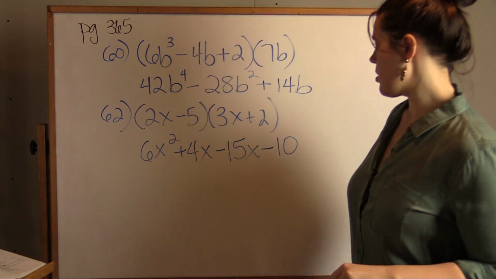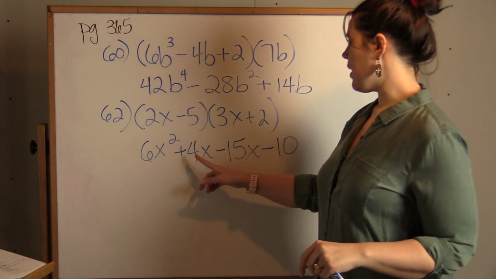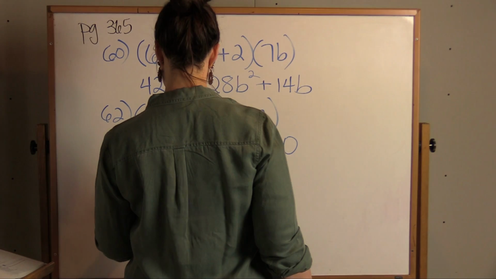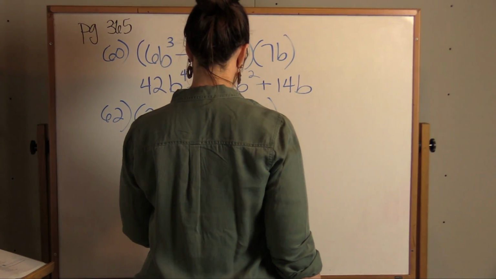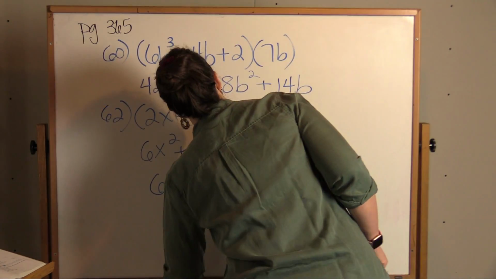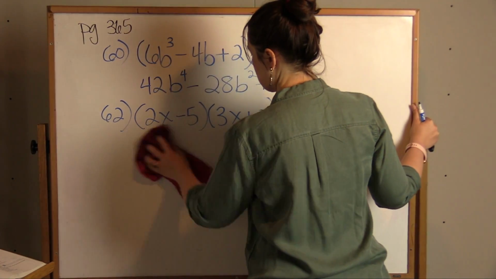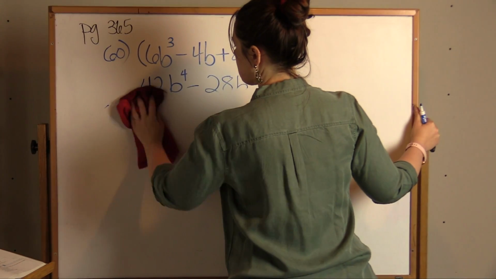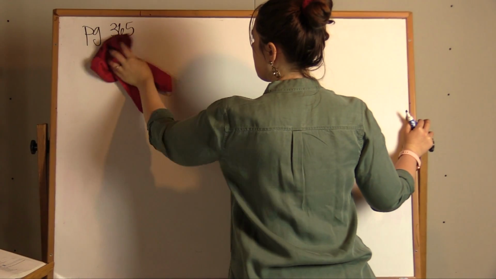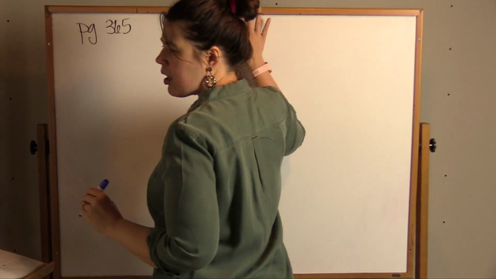Look for like terms. Notice we have a positive 4x and a negative 15x. If I combine those, positive 4 and negative 15, that gives me negative 11. So my final answer here would be 6x squared minus 11x minus 10. All right, 70.